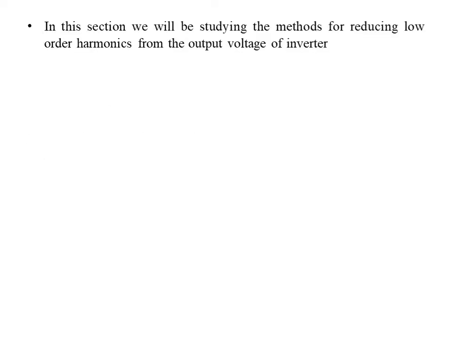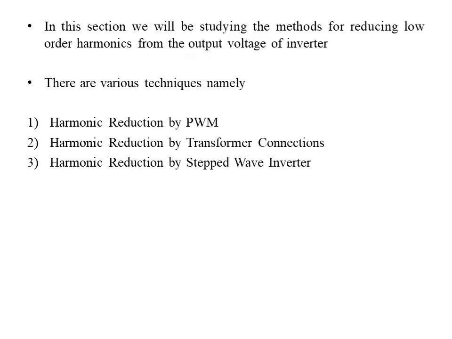In this section, we'll be studying the methods for reducing low order harmonics from the output voltage of the inverter. There are various techniques, namely harmonic reduction by PWM, harmonic reduction by transformer connection, and harmonic reduction by stepped wave inverter. So, in this section, we'll be concentrating on these methods, which are useful for reducing low order harmonics other than the filters. First method, harmonic reduction by pulse width modulation.